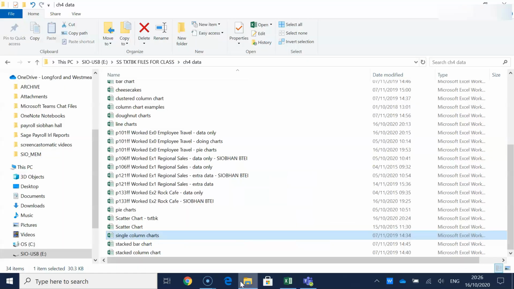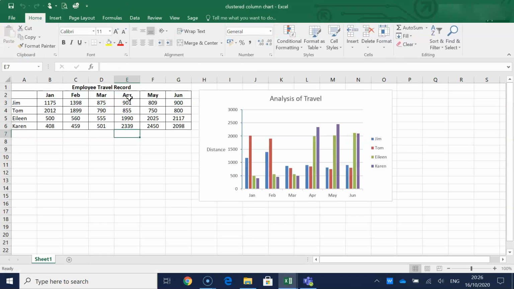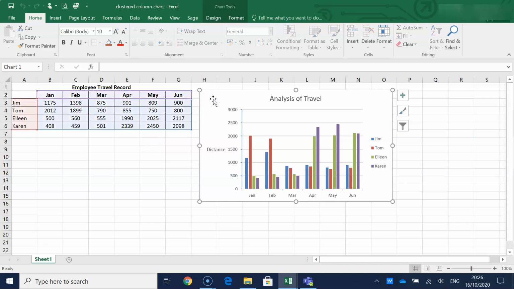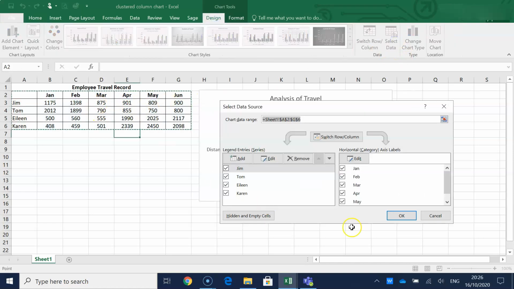Column chart, multiple series. A multiple series column chart shows the relationship between different sets of numbers. So the whole table there is going into making that chart. See, the whole table is highlighted there.